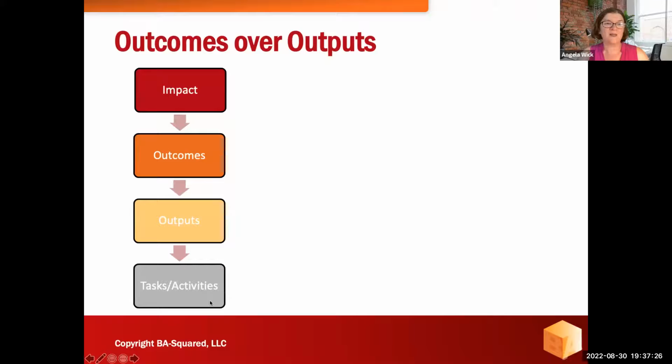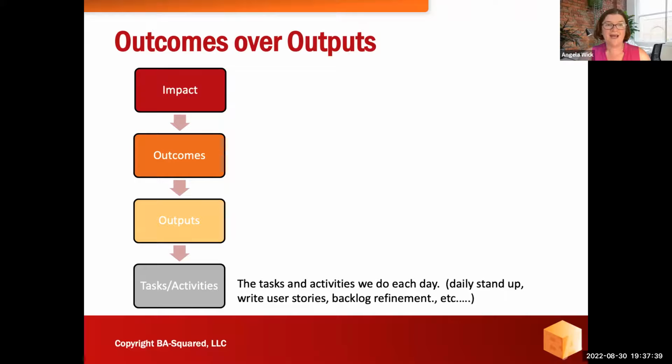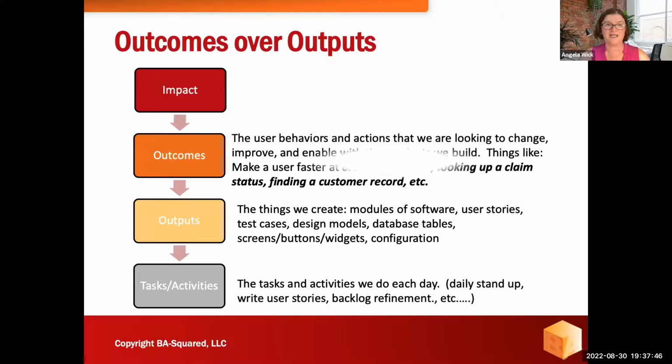So let's start at the bottom. At the bottom, the team also plans a lot of tasks and activities, and you might be planning a lot of these for your project. Those tasks and activities the team does create outputs. Those outputs eventually create outcomes and then impact. So let's go over what these mean.